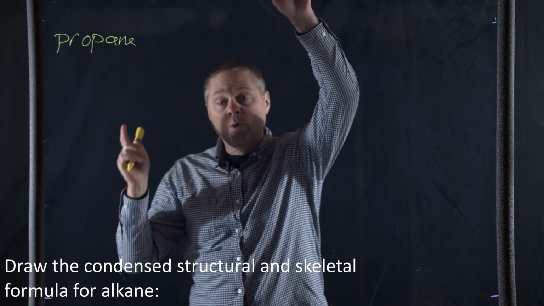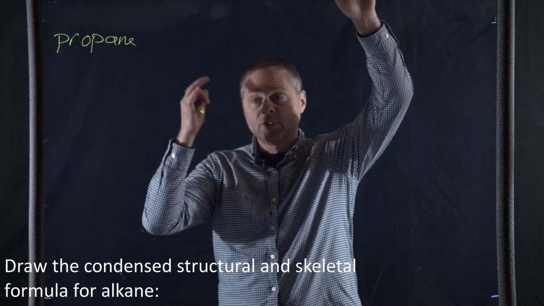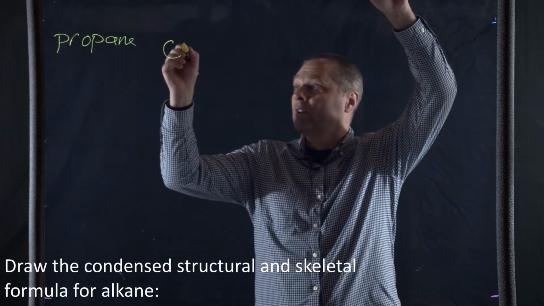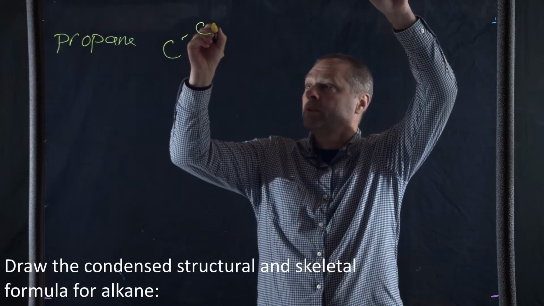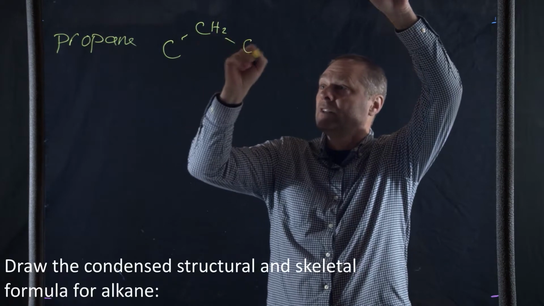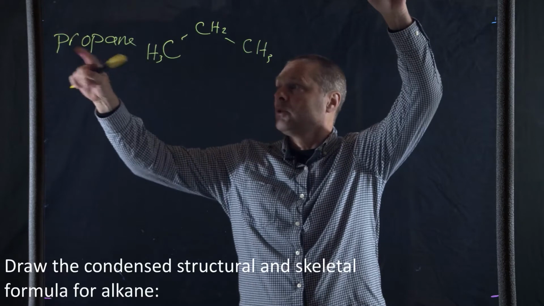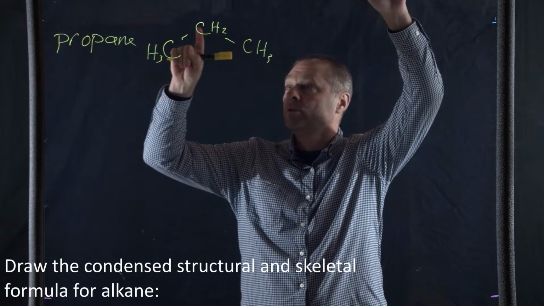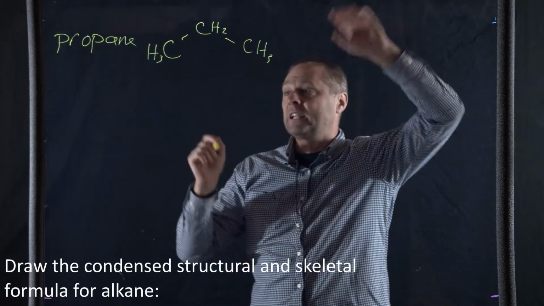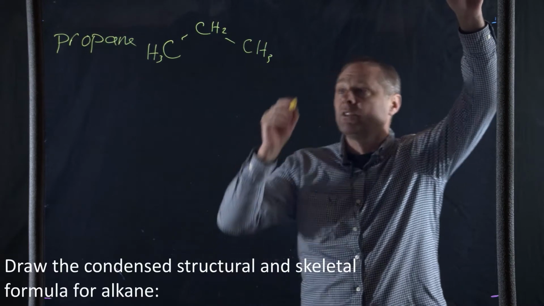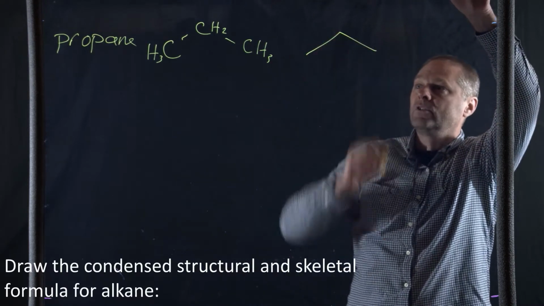propane. Now propane, prop means there's 3 carbons. So that's going to be 1 carbon, 2 carbons. This is going to be a CH2, and then this will be a CH3, and this will be a CH3. So propane means there's 3 carbons. 1 carbon, 2 carbons, 3 carbons. That's the condensed.